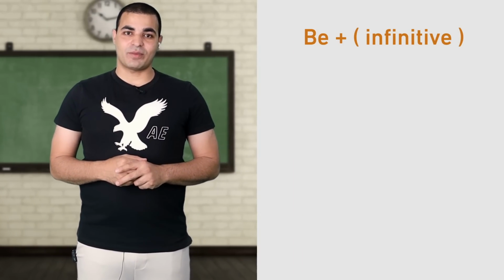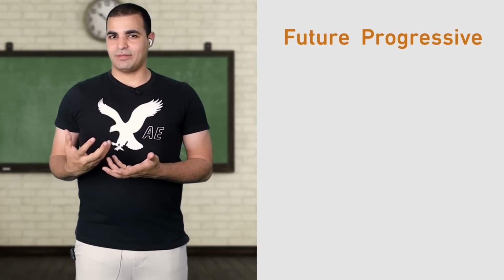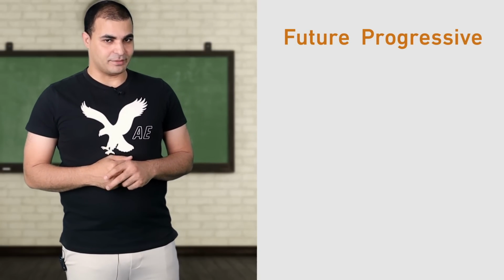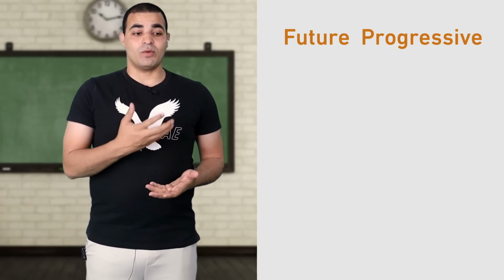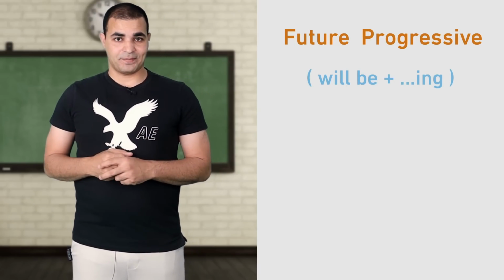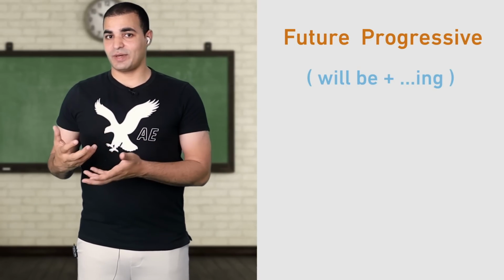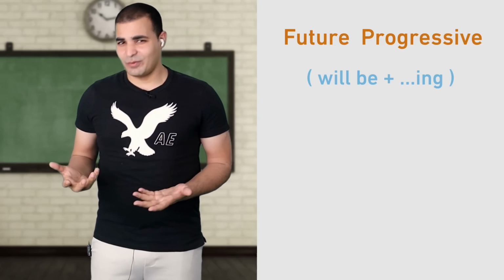We discussed the first form of talking about the future, which was, do you remember? That's right, be plus infinitive. Today we talk about something we call future progressive. What is future progressive? Good question. It's when you say will be plus ing. That's what we call future progressive. If that's what it is, then how do we use it?